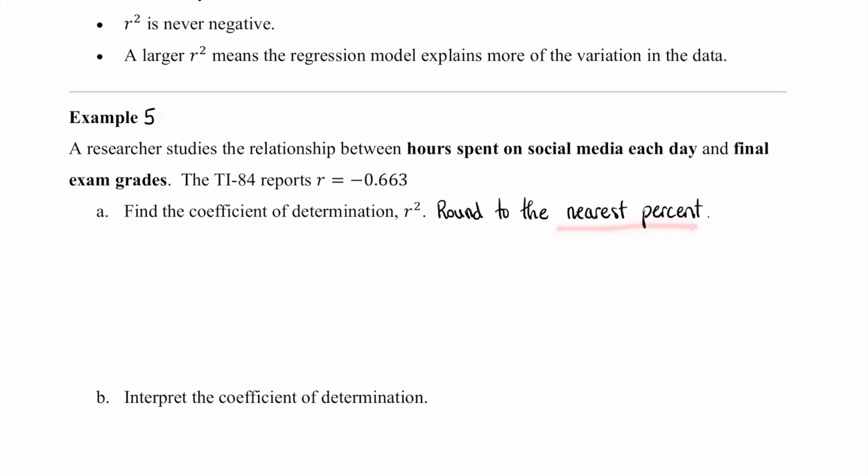So we're only given the value of r. We are not given the raw data. So to find r squared, we take this value and square it. So r squared equals negative 0.663 squared, and we get 0.439569.